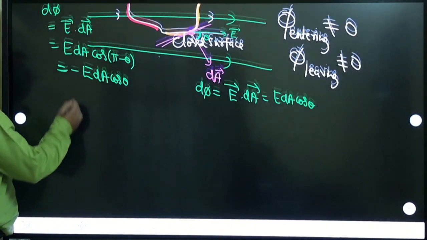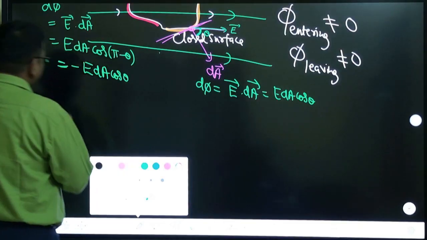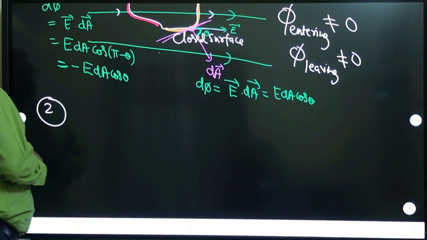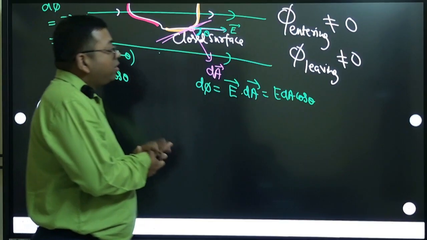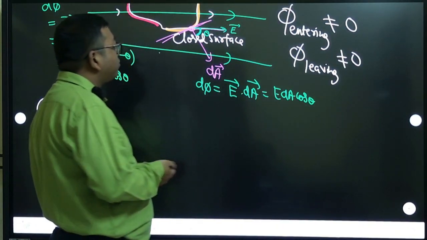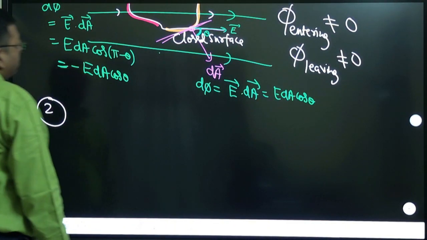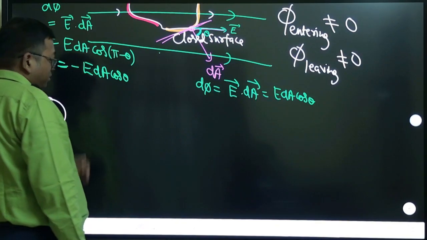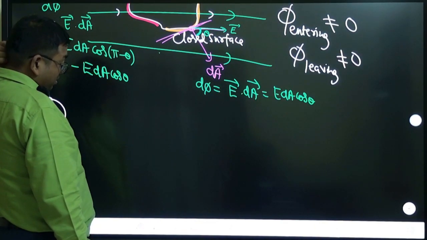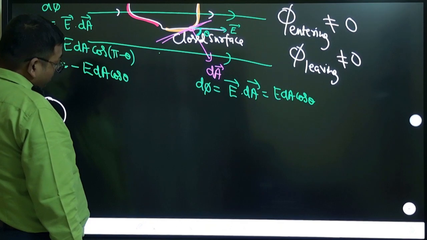Okay, next. Let us move to the next. But this result will not be true for a non-uniform field. Then what else? Now try to understand the calculation of flux through a spherical surface.